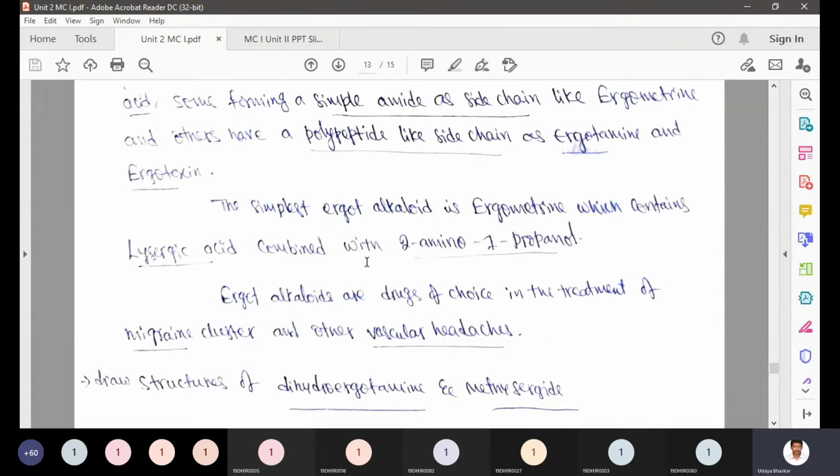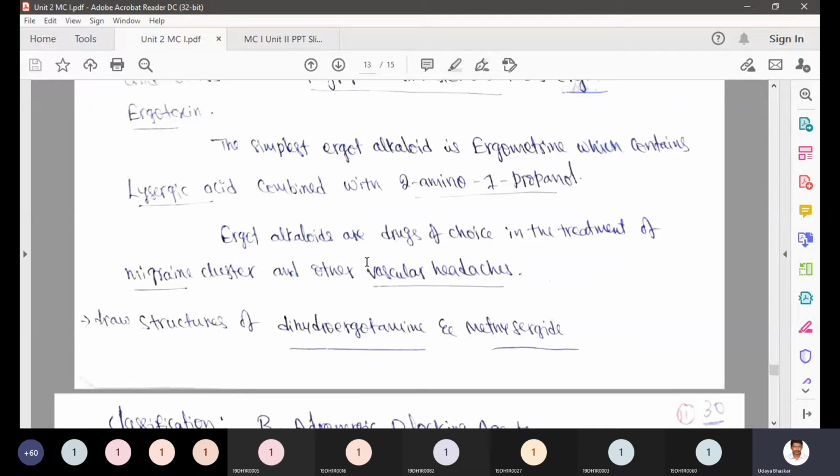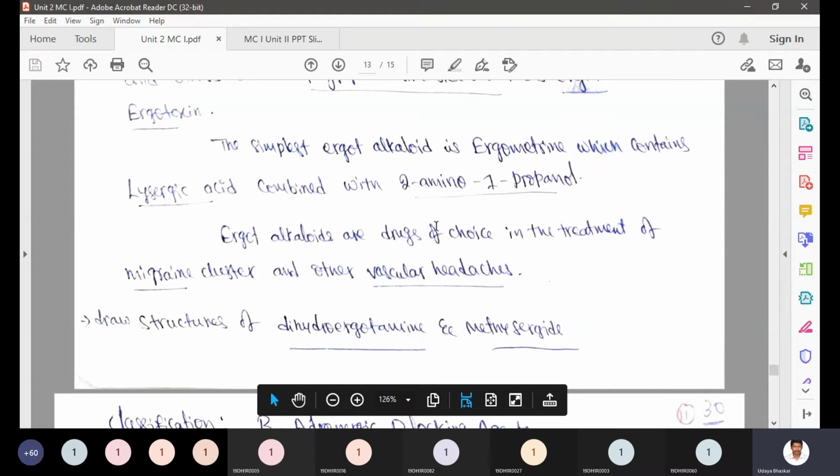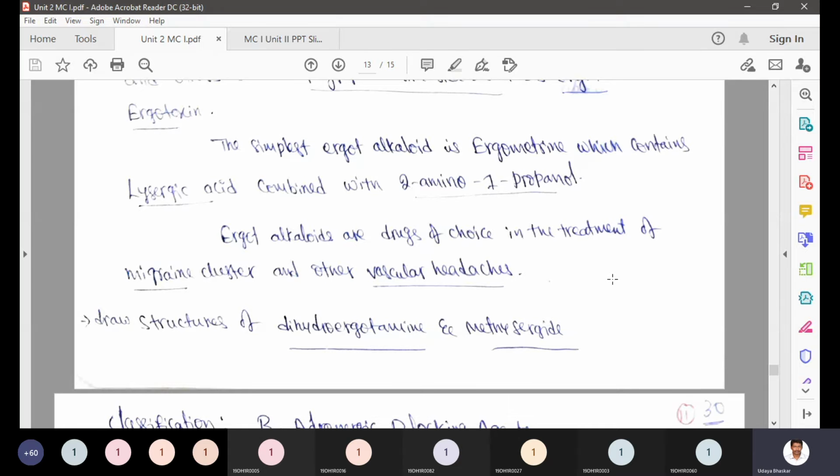We didn't discuss details because we saw only two examples, one is ergometrin and the other one is methotrexate. The simplest ergot alkaloid is ergometrin, which contains lysergic acid combined with 2-amino 1-propanol. So this is a brief write-up, so that if unexpectedly a question appears like write short notes on ergot alkaloids, we need to write at least some points. That is the reason I have provided this ready material for you, at least minimum one.